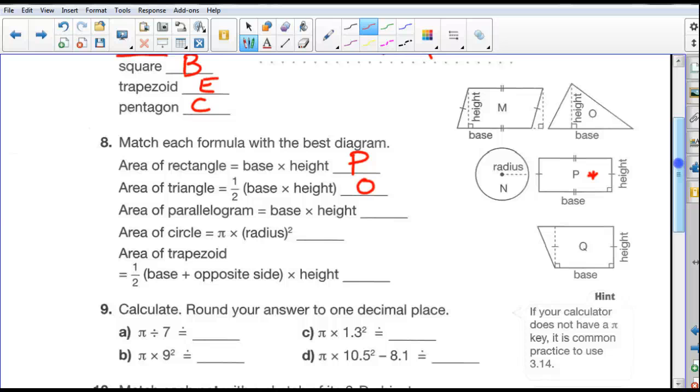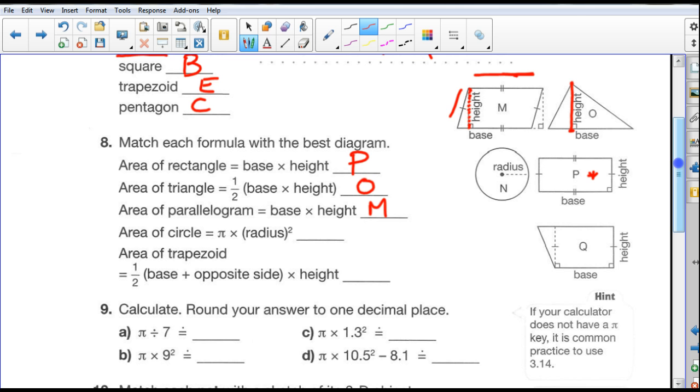And the height of the triangle, you can see, is a 90-degree perpendicular line from the base up to the vertex, just like we did on the last page. Area of a parallelogram is base times the height. Well, which object is our parallelogram? That would be this one right here. Okay, there's our parallelogram, but notice that the height is right here. It's not the length of the side, it's not that dimension right there. It has to be 90-degree perpendicular from the base up to a vertex, okay? So that would be M.